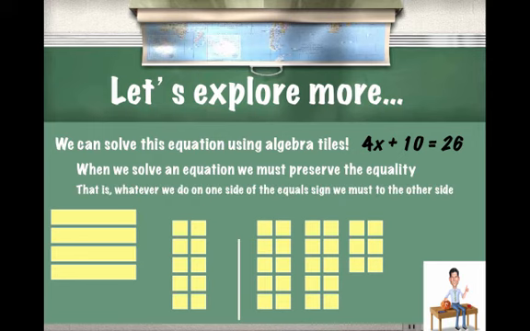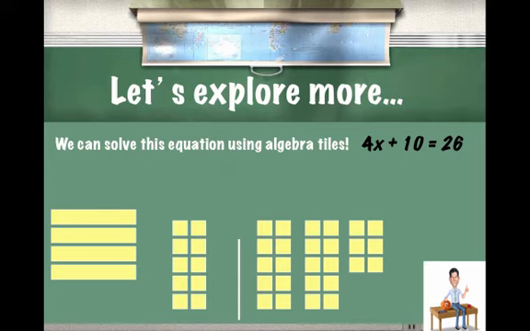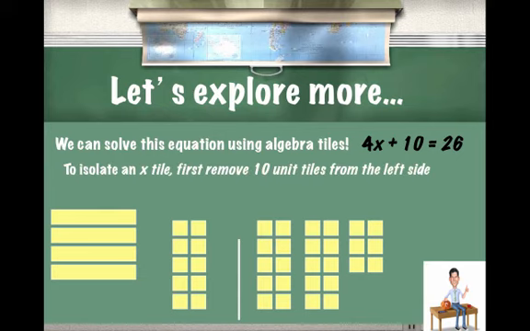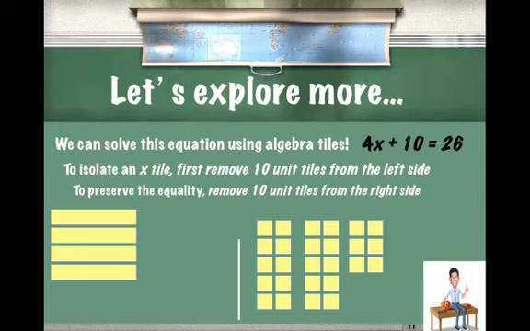is we must take away 10 from the left-hand side. We first remove 10 tiles from the left-hand side, so we draw the picture like that, getting 10 away. To preserve the equality, we must remove 10 unit tiles from the right-hand side as well. Our equation to this point now reads 4x equals 16.